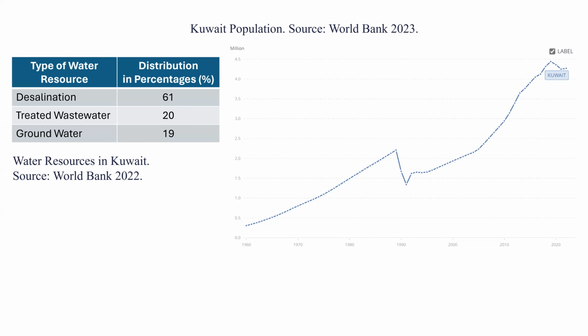Next, we have population growth in Kuwait. If you look from the early 60s all the way to 2020, we are now at around 4.5 million people, and this comes with an increased demand for water and fresh water resources. Kuwait is mainly getting water from desalination, which is 61%, and treated wastewater, for example for agriculture and other purposes, 20%, and from groundwater, which is considered brackish water, only 19%.